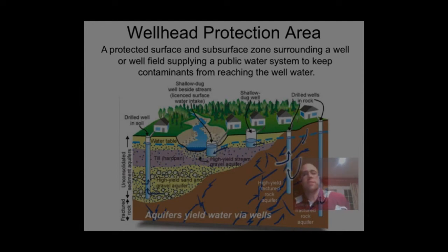Wellhead protection area. This is a protected surface and subsurface, or underground, zone surrounding the well, supplying a public water system to keep contaminants from reaching the well water. In other words, a well protection area is an area where we really want to watch out what happens on the surface and directly below the surface where our wells are, so that they do not become contaminated. Wherever our well might be collecting water from as it seeps through the ground, we want to make sure that's a safe area.